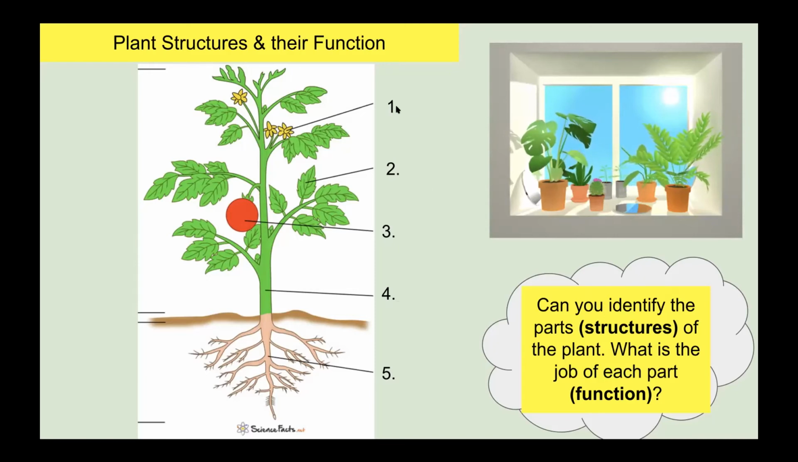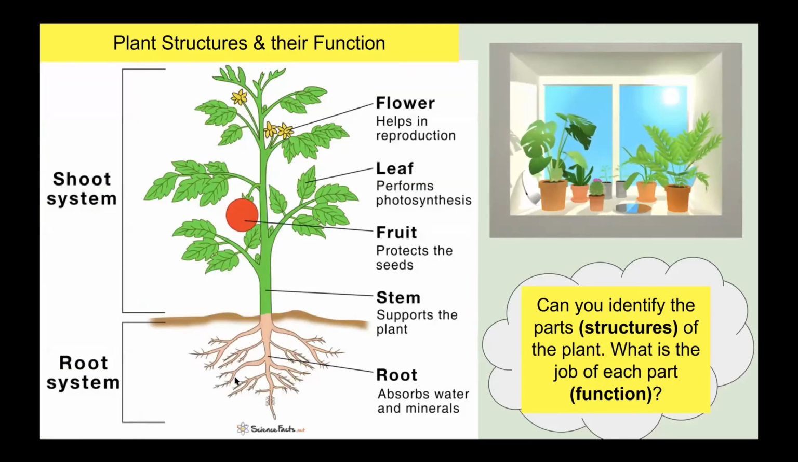And feel free to pause the video to allow students time to discuss and make their observations, but I'm gonna go ahead and jump right into it. Hopefully you guys know that this is actually a tomato plant, and there are basically 2 main parts of a plant. We have what's called the root system, which of course encompasses the roots, and then we also have the shoot system, which is everything above the ground.